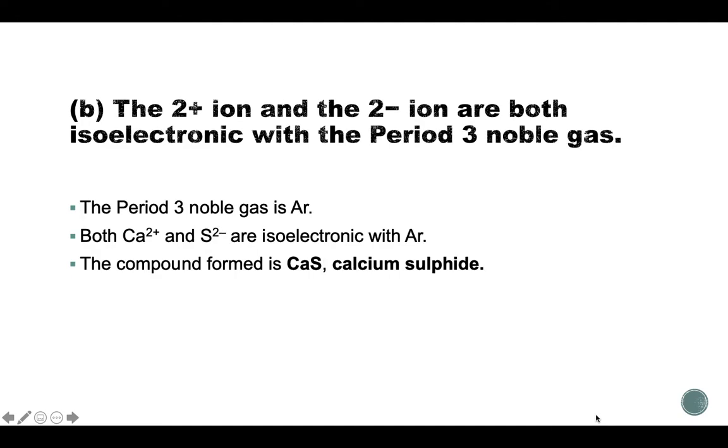Next, for B, the 2 plus ion and the 2 minus ion are both isoelectronic with the period 3 noble gas. The period 3 noble gas is argon from group 8A. The number of electrons for argon is 18. So the 2 plus ions and 2 minus ions that are both isoelectronic with argon are calcium ions and sulfide ions respectively. Thus, the compound formed from this ionic interaction is calcium sulfide.